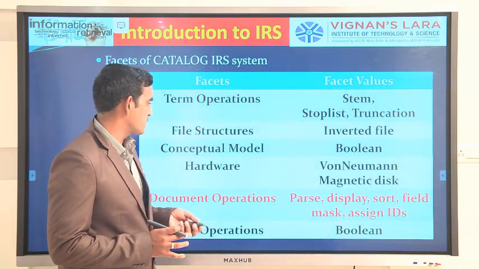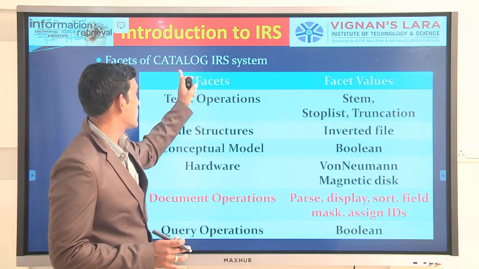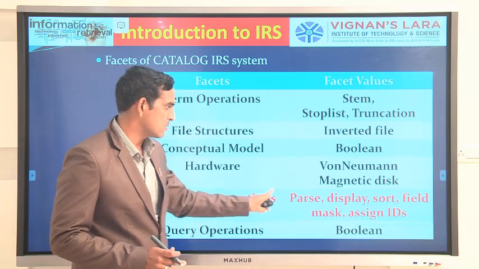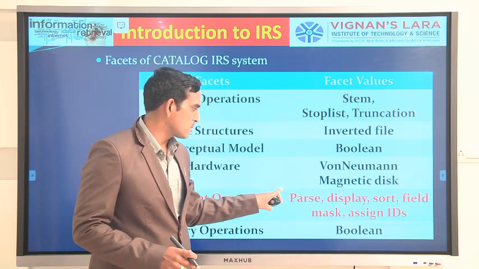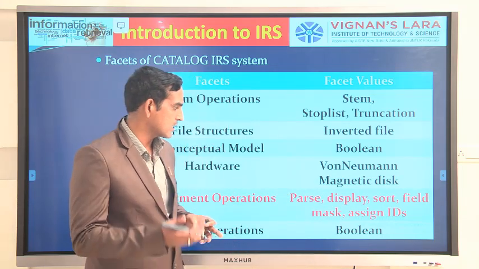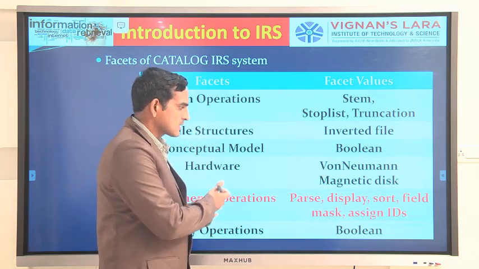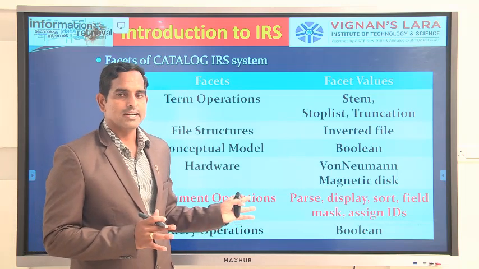Coming to our example, the list of document operations supported by your catalog IRS system is that it will be supporting all the operations. That is, it will be supporting parsing, display, sorting, masking and assigning IDs. All these things will be supported by your IRS system.